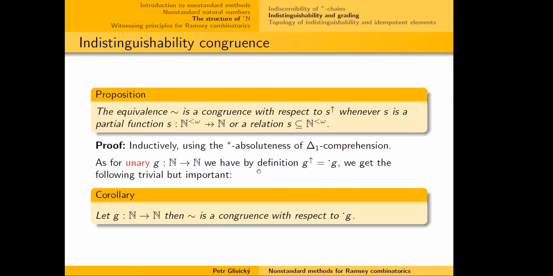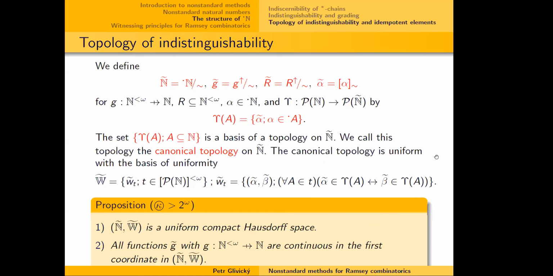So for unary functions, the graded function is actually equal to the dot extension. And therefore, for unary functions, we get that the indistinguishability is actually congruent with respect to the original dot extension. We don't need to grade unary functions. But for arity higher than 1, we need to grade them in order to get congruence.